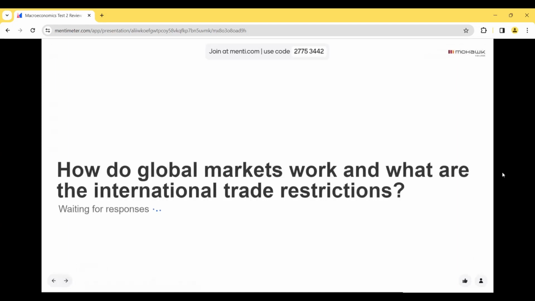How do global markets work? And what are the international trade restrictions?